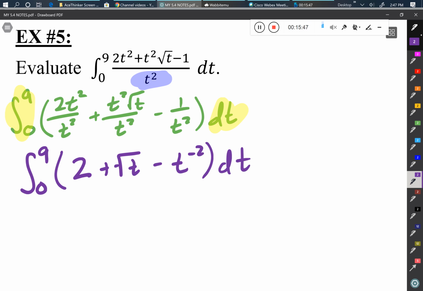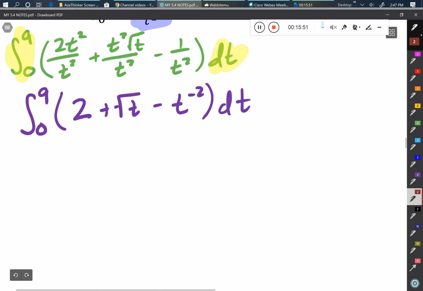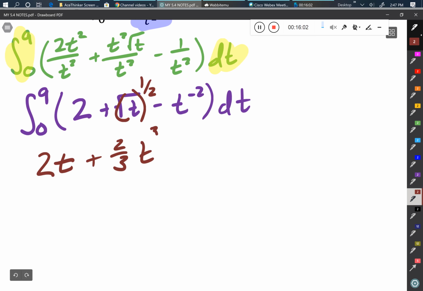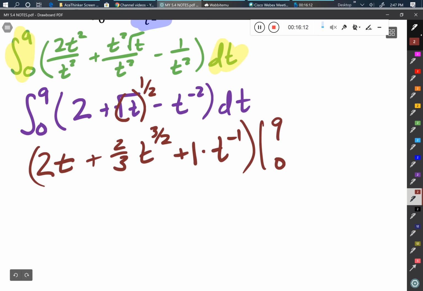Just simplifying each term of the expression. Now I'll find antiderivatives. The antiderivative of 2 is 2t. I'm thinking of this as t to the 1/2, so the antiderivative is going to be 2/3 t to the 3/2, plus 1 times t to the negative 1. And this all gets evaluated from 0 to 9.